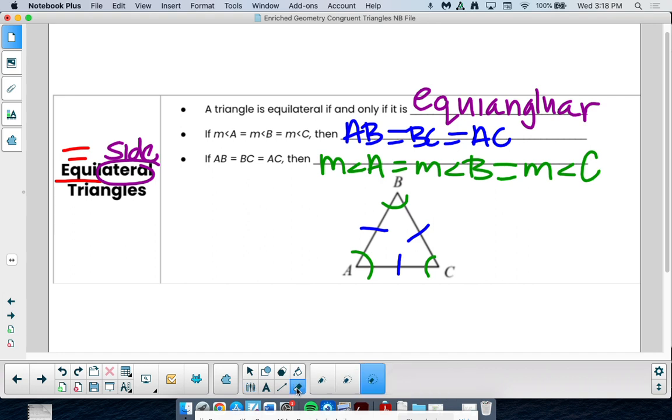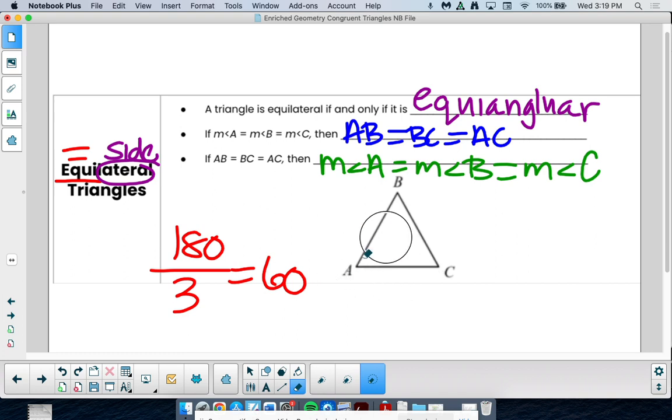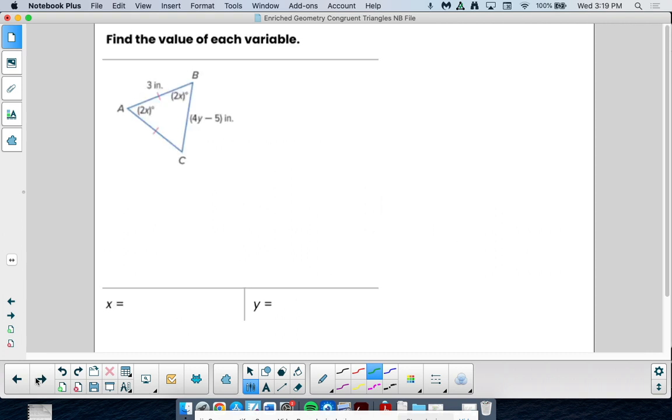So visually, equilateral triangles are quite appealing, right? Because everything's equal. So if we know everything's equal, what would an angle measure have to be in this triangle? There's three of them, and they're all equal. So if we take 180 divided by 3, we get 60. That's maybe something I would want to write on my triangle. So you always know that if you have an equilateral triangle, all three of your angles are always 60 degrees. Okay? Wonderful.